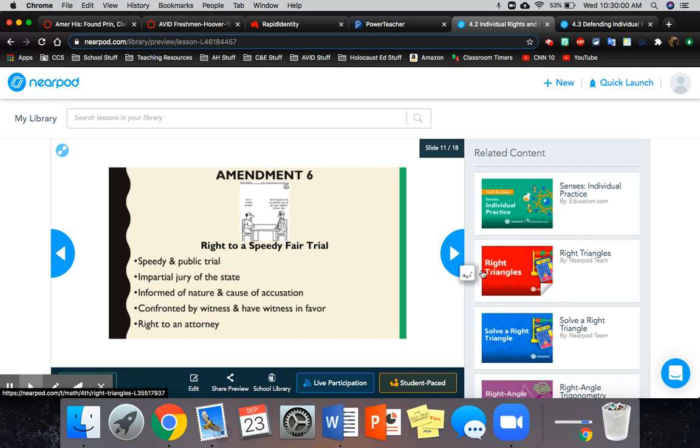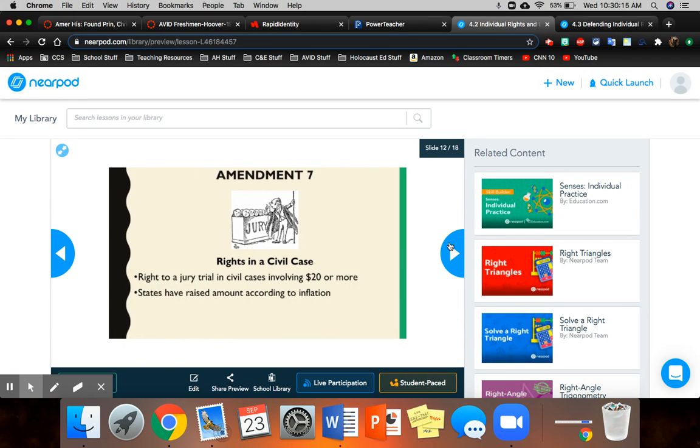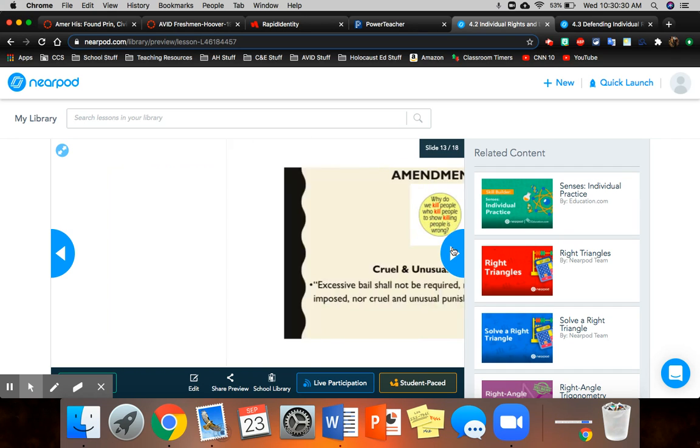All right, Amendment 6, right to a speedy, fair trial. Has to be an impartial jury. You have to be informed of why and what you're being accused of. The right to an attorney, so on and so forth. Amendment 7, rights in a civil case. You have the right to a jury trial involving $20 or more. States have raised the amount according to inflation over the years because $20 nowadays doesn't go as far as $20 used to back in the 1780s.